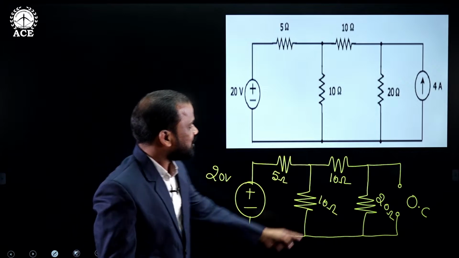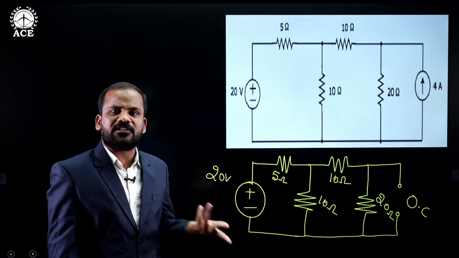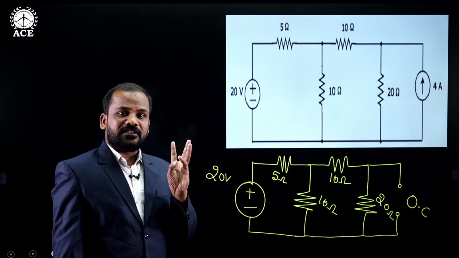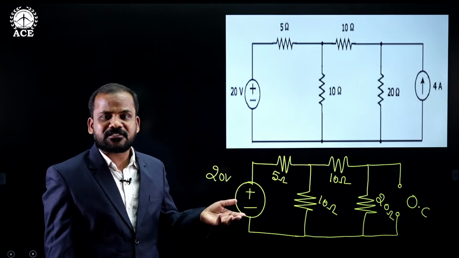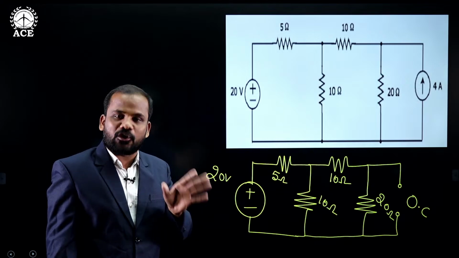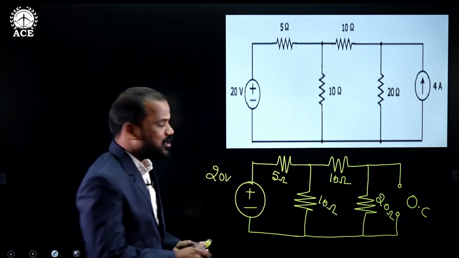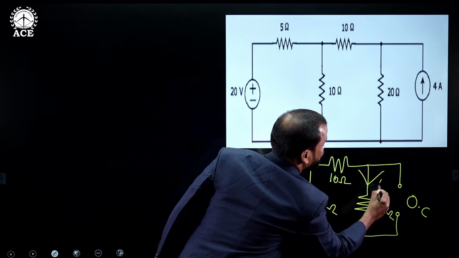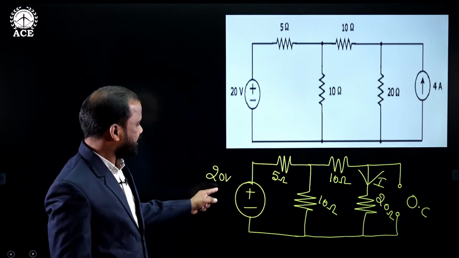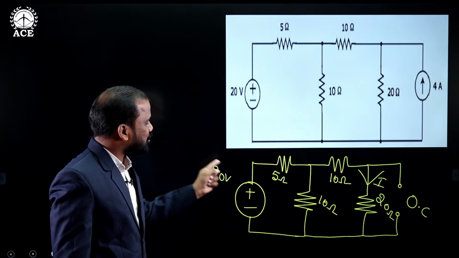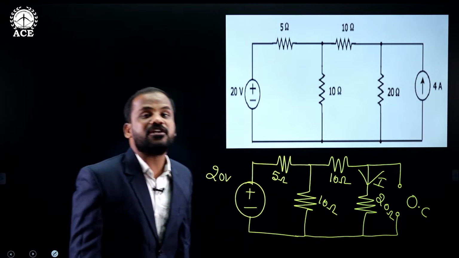Our target now is to find the current flowing through this 20 ohm resistance. Why? Because as per the definition, the response in any branch of a resistance is the sum of the responses while individual sources are acting alone. Now, when the 20 volt voltage source is acting alone, what is the amount of current flowing through this 20 ohm resistance? This is case number 1. Again, when one voltage source is acting alone, what is the amount of current flowing through the 20 ohm resistance?